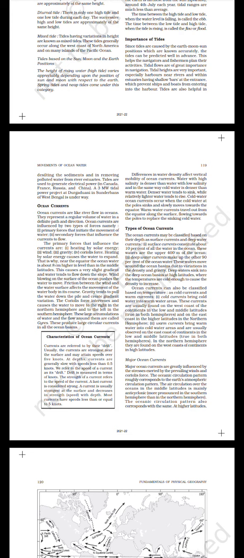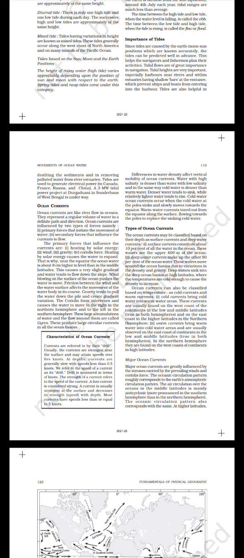Ocean currents can also be classified based on temperature as cold currents and warm currents. Cold currents bring cold water into warm water areas. These currents are usually found on the west coast of the continents in the low and middle latitudes, true in both hemispheres, and on the east coast in the higher latitudes in the northern hemisphere.